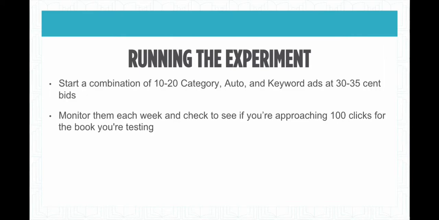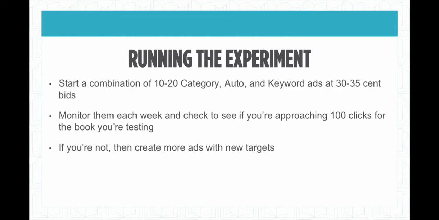You want to see how close you are getting to 100 clicks for the book that you're testing. And this is not just for books that are making money. You want to do this particularly for books that aren't profiting, because you need to see, well, how bad is the problem, Doc? You need to see what your conversion rate is. If you are not getting closer to that 100 click mark, then you are going to want to create more ads with new targets.